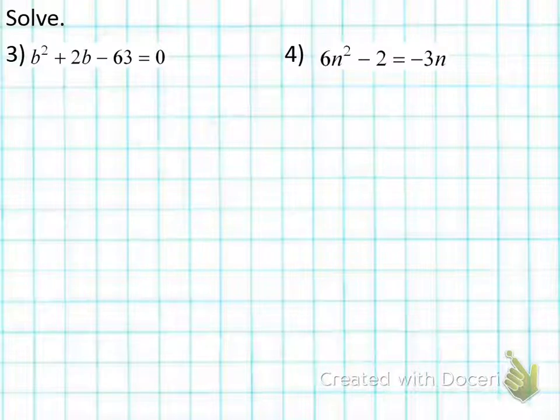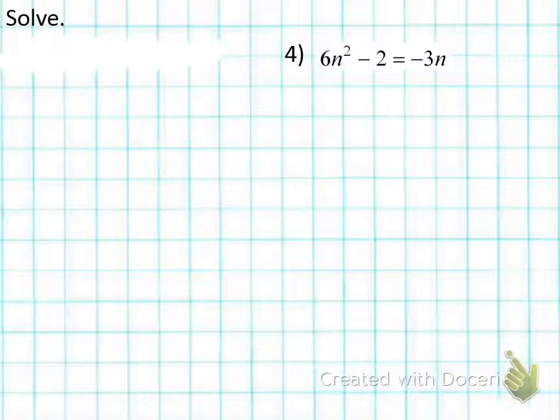So number 1 here is a little too easy. I don't want to do number 1. Let's do number 4, because it just has a quick element of challenge here. So we got 6n squared minus 2 is equal to negative 3n.